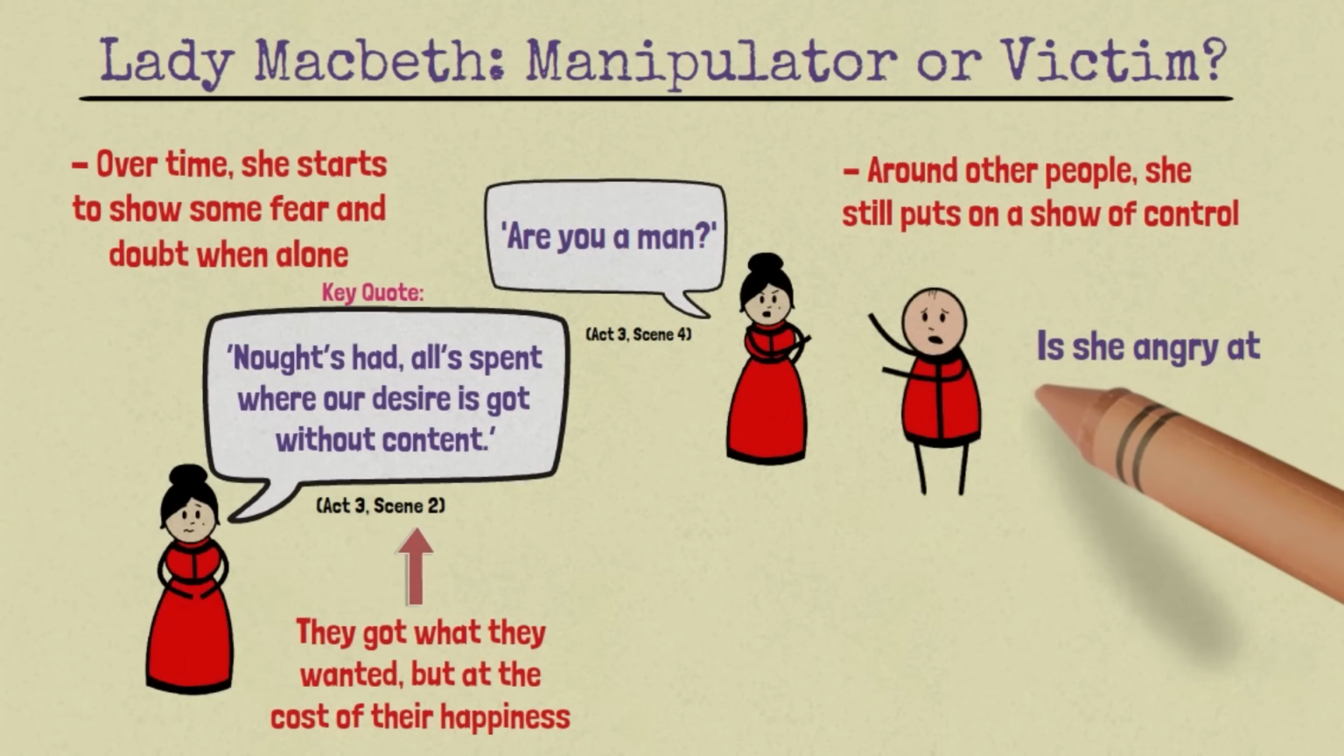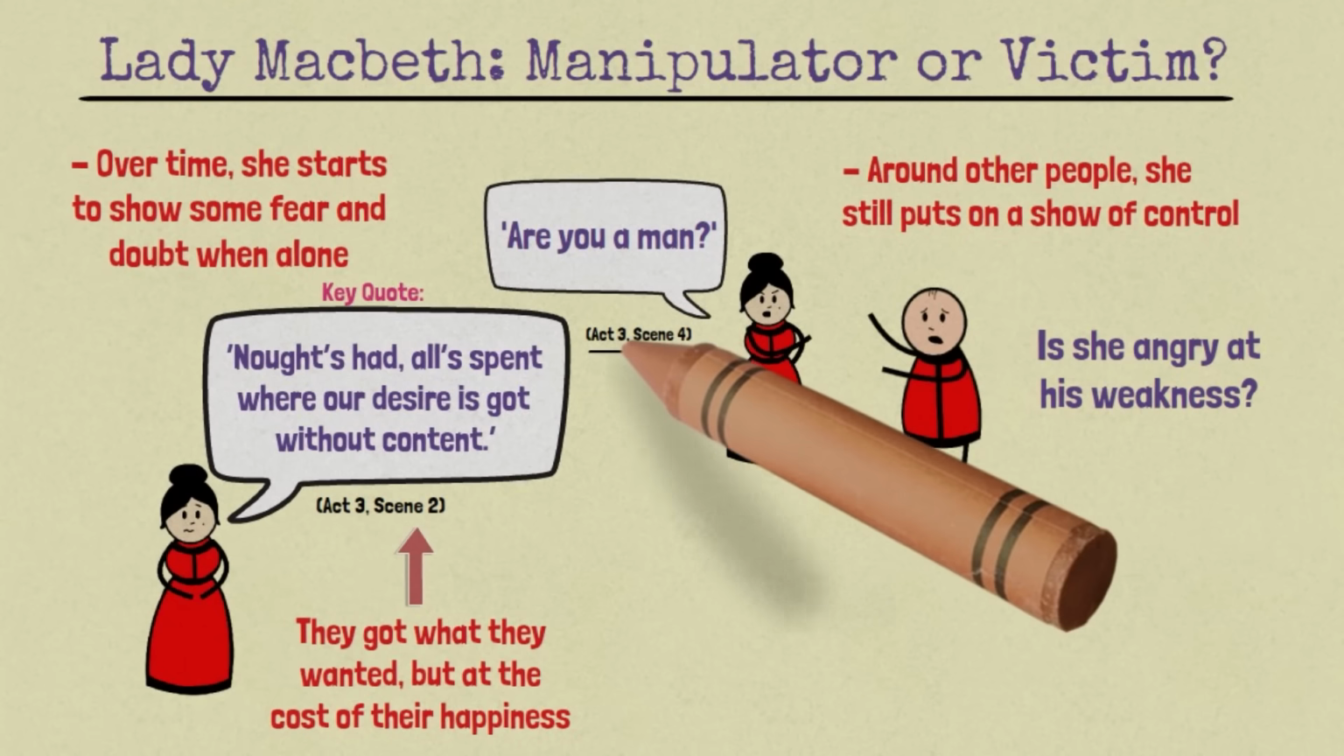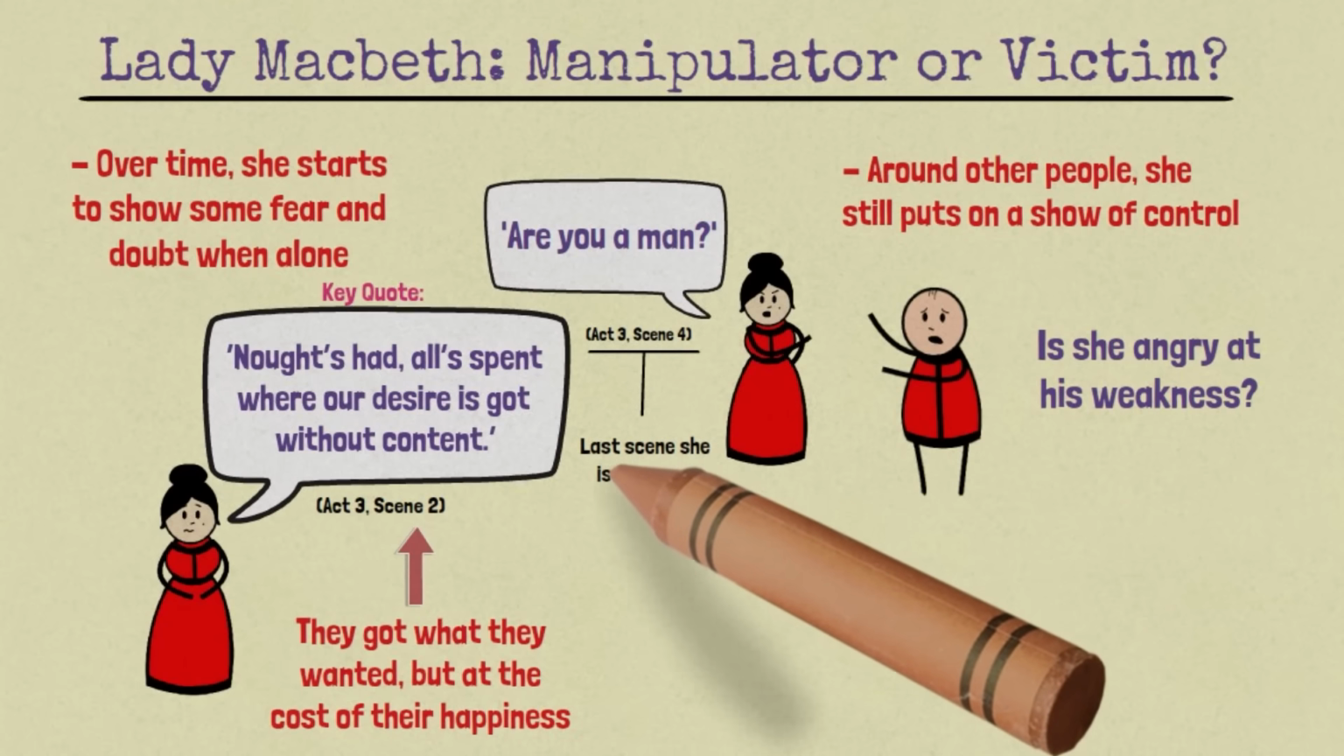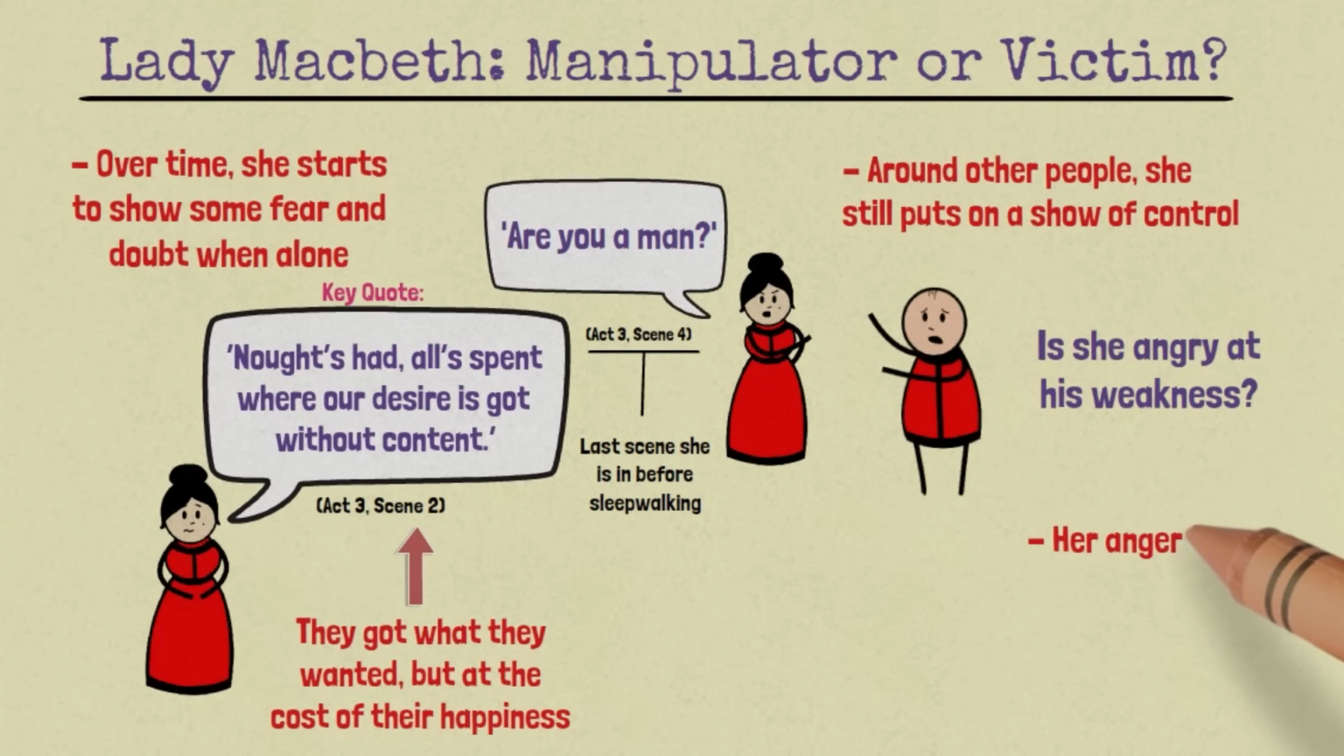We could see her anger as pure disgust for his weakness, but remember, this is the last scene she appears in before her mental breakdown, so it is more likely that her anger is coming from a place of fear and guilt instead.